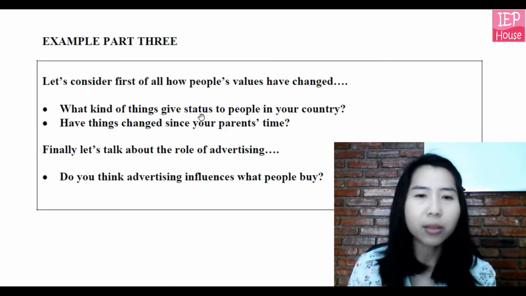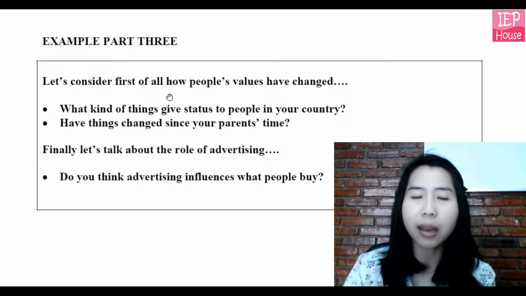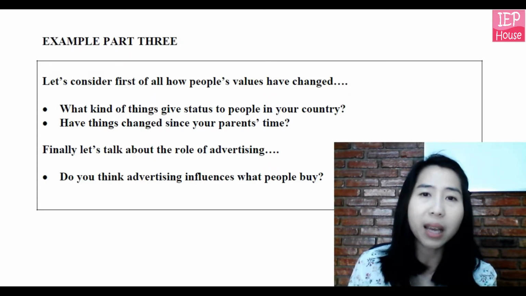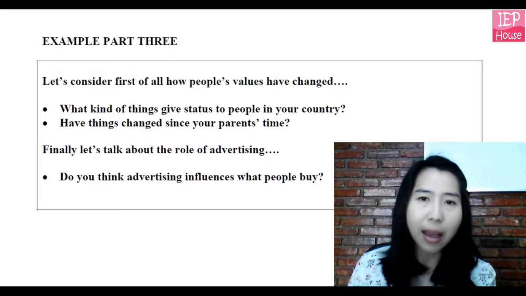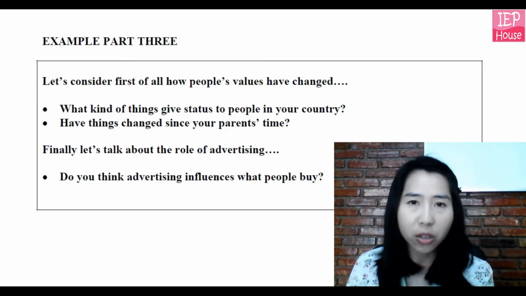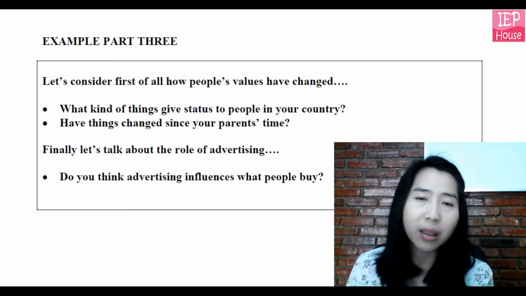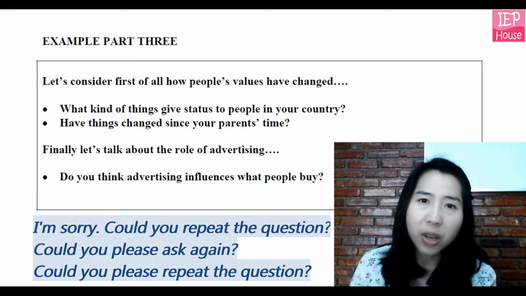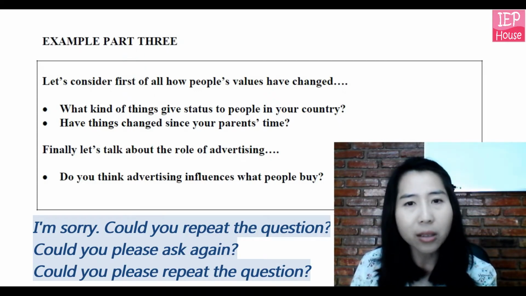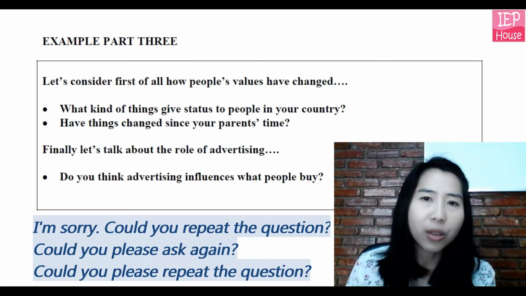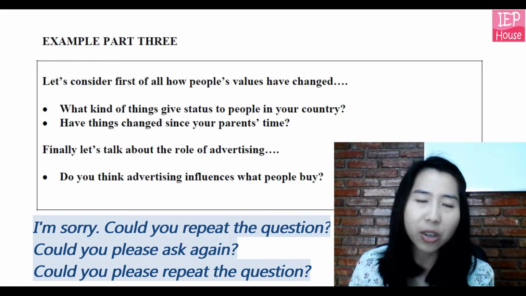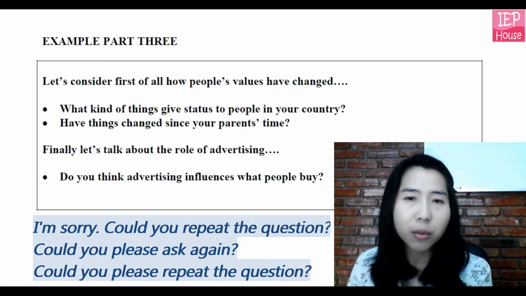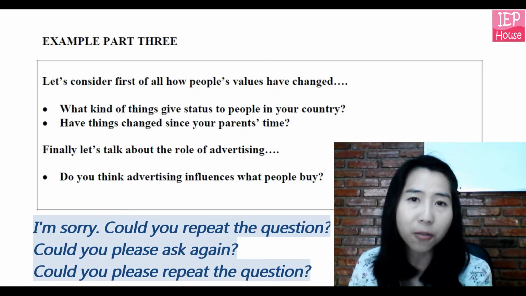But if you don't understand the entire question, like the whole question just doesn't make sense to you, and you don't think that you can answer the question, what you can do is ask the examiner to repeat the question just like you could in part 1. So you can ask, I'm sorry, could you repeat the question? Or could you please ask again? Could you please repeat the question? Normally, when you ask the examiner to repeat the question, they will automatically rephrase or paraphrase the question for you.